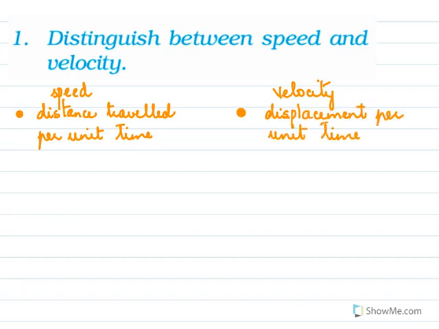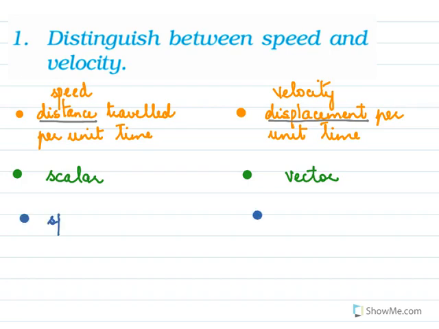So here is the difference. This is distance per unit time. This is displacement per unit time. The other difference is speed is a scalar quantity. It has only magnitude, no direction. Velocity is a vector quantity. It has magnitude as well as direction.